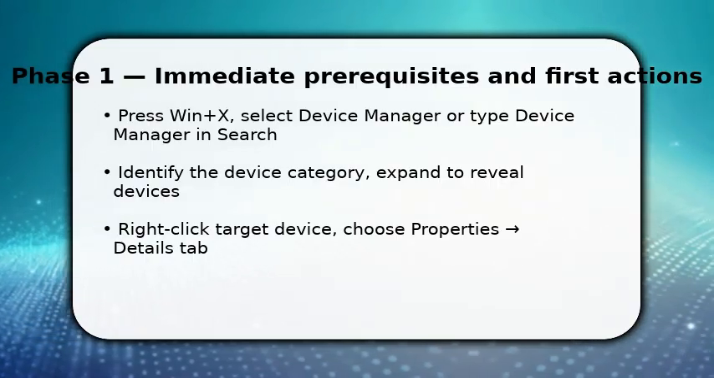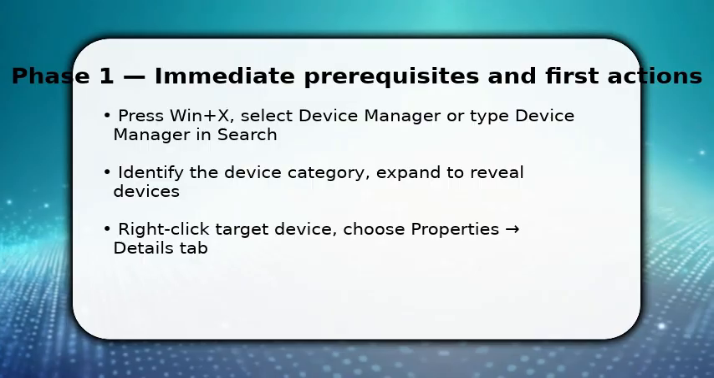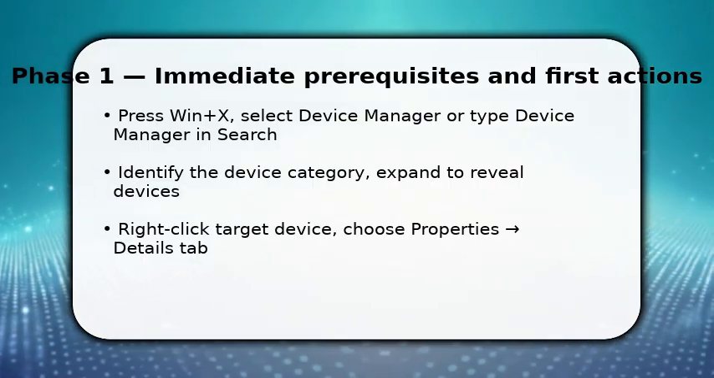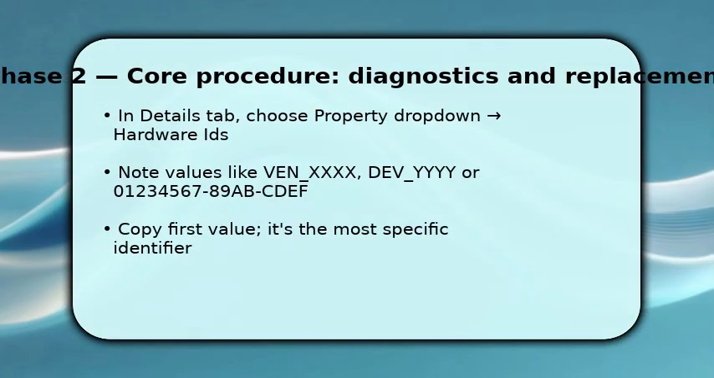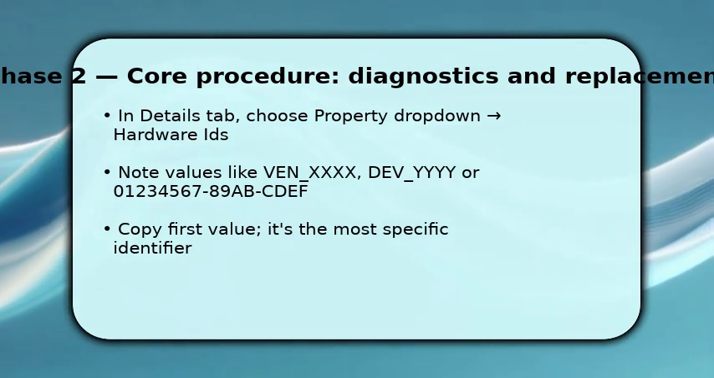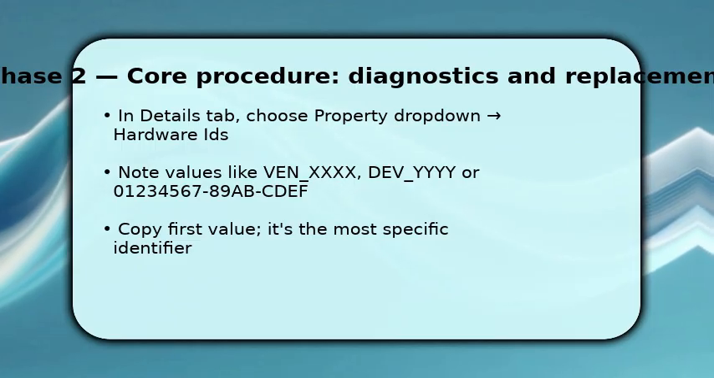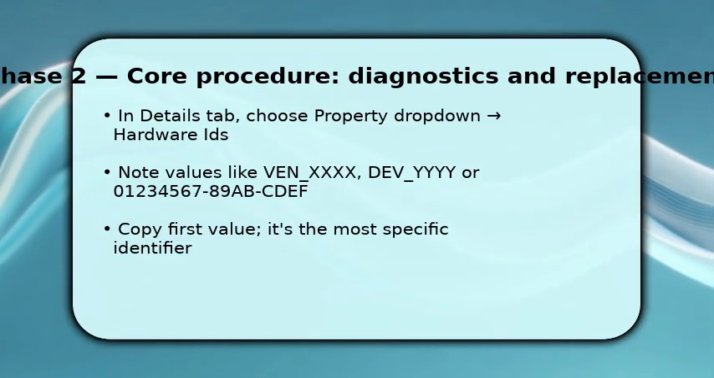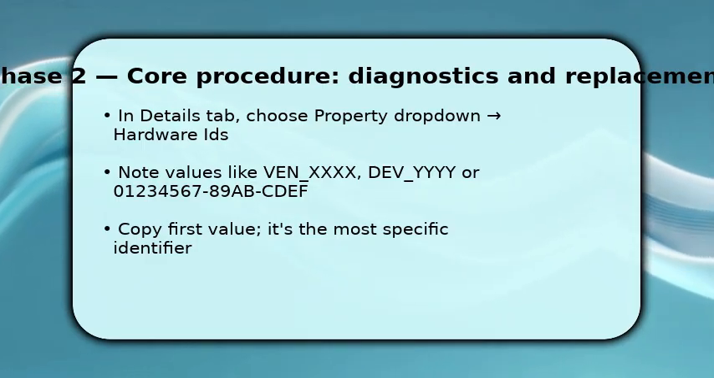Make sure to pick the right device. Misidentifying it leads to the wrong ID and wasted time. Now, in the Details tab, open the Property drop-down and select Hardware IDs. That choice surfaces strings Windows uses to match drivers. You'll see entries such as VEN_XXXX and DEV_XXXX for PCI devices or a long GUID for some peripherals.